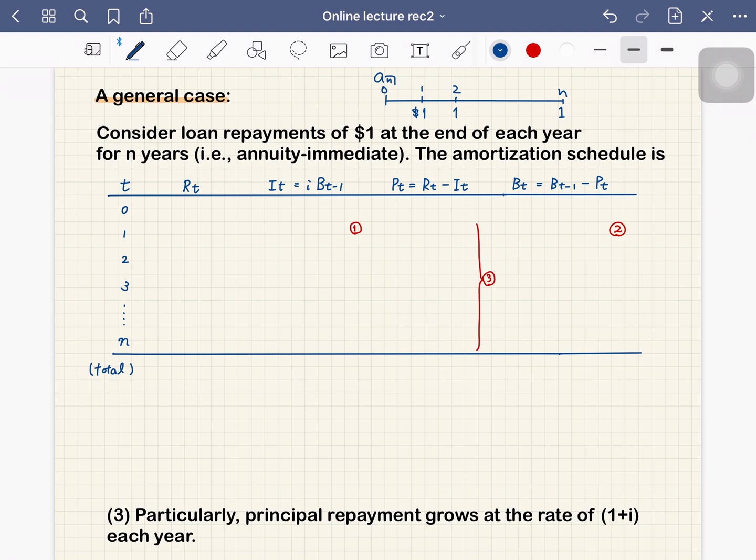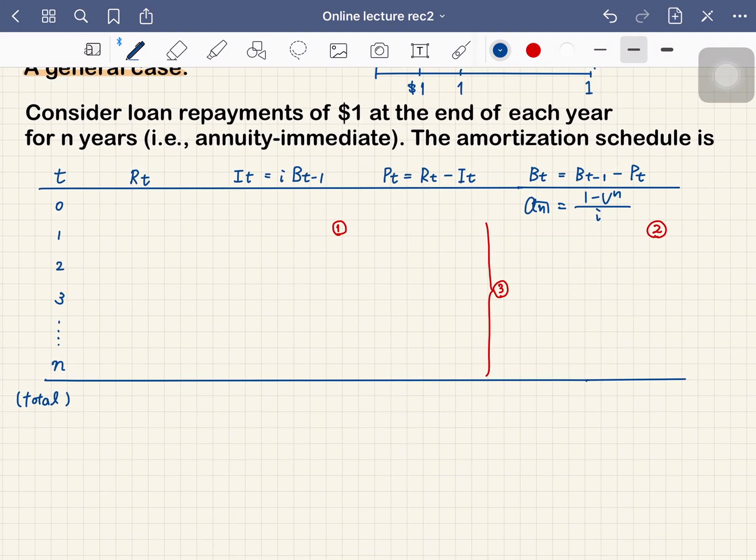At first you can see that the balance at time 0 is a angle n. So you can fill out here first a angle n. This is (1 minus v^n) over i. And the repayment amount is always 1, so this is 1 for all n years. What is I1? I1 is i times a angle n.